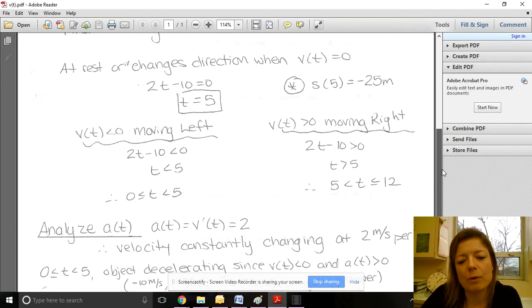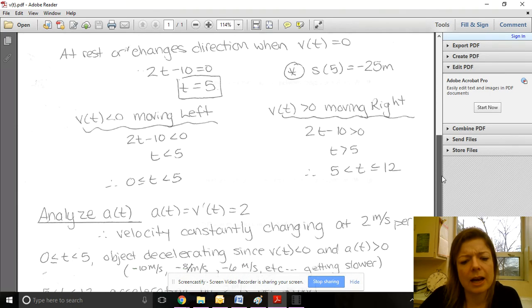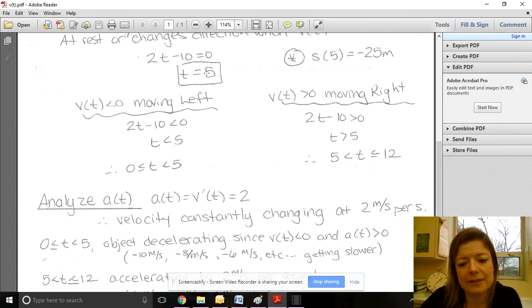Then we want to find out where the object is at rest or changing direction. So we want to solve for when velocity is 0. So in this case, velocity is 0 at 5 seconds. Okay, so I also find the position of it at 5 seconds, because that's kind of as far as it's gotten in that direction. So that's negative 25 meters or 25 meters to the left of the starting point.